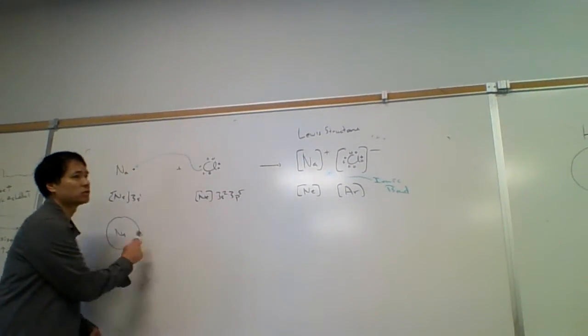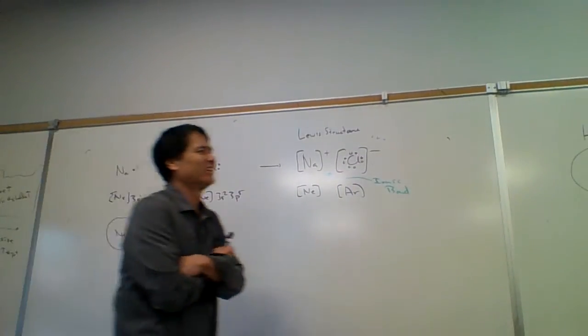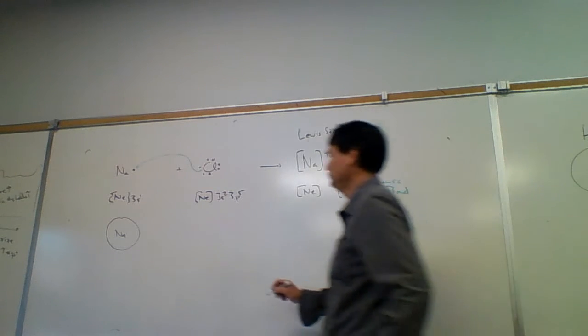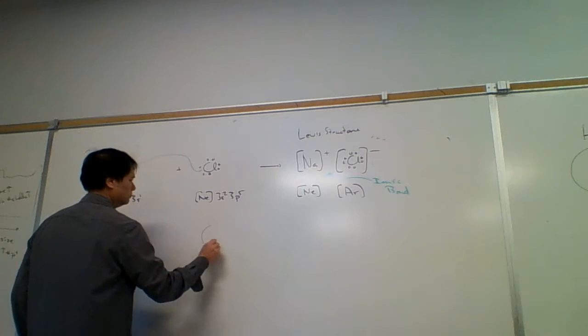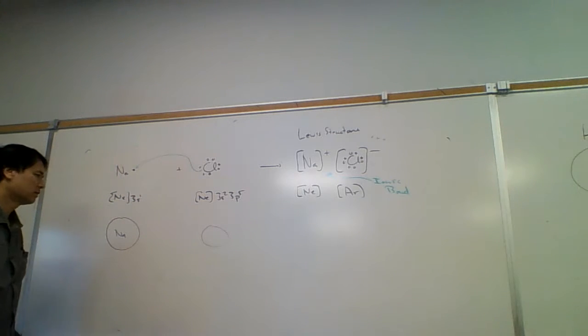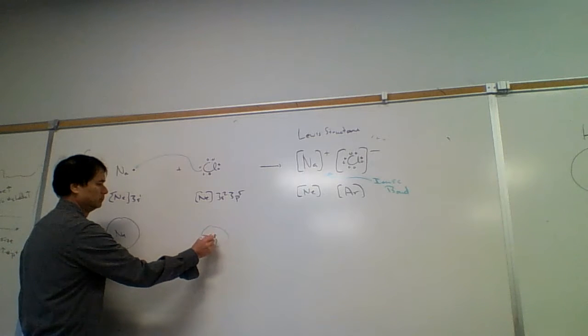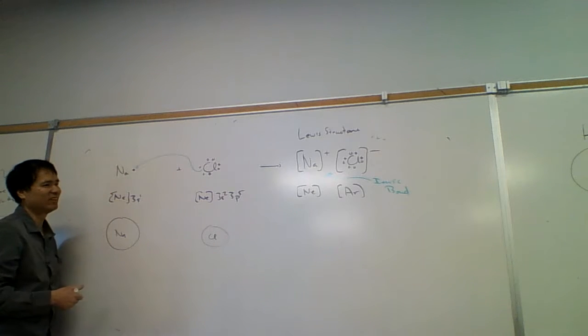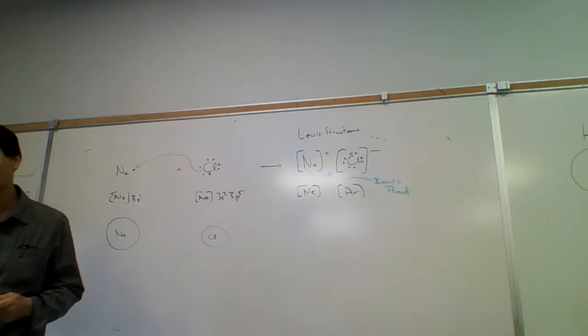And so what's bigger, sodium or chlorine? Sodium's bigger. It's in the same shell as chlorine. Chlorine has more protons, so sodium is bigger than chlorine. Good. Sodium is bigger than chlorine. And so chlorine's going to take an electron from sodium. Sodium's easy to take an electron off of.